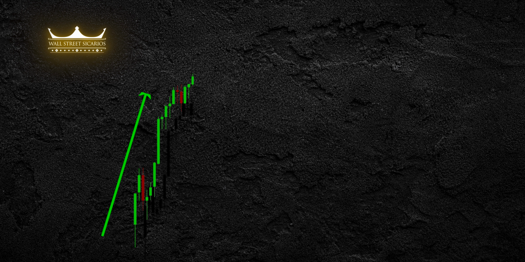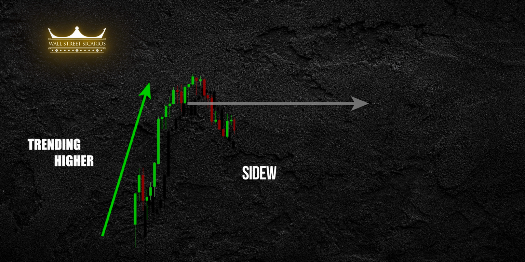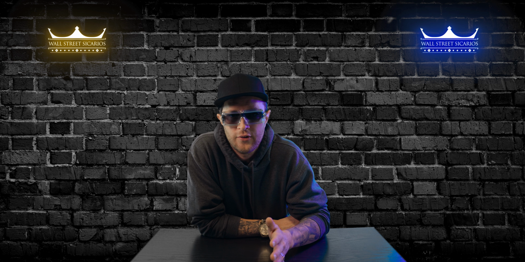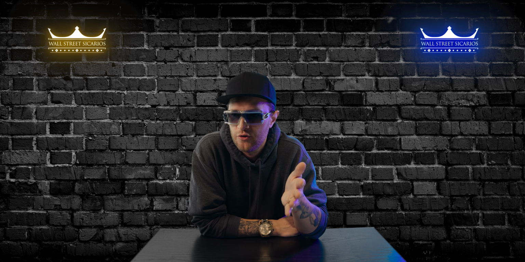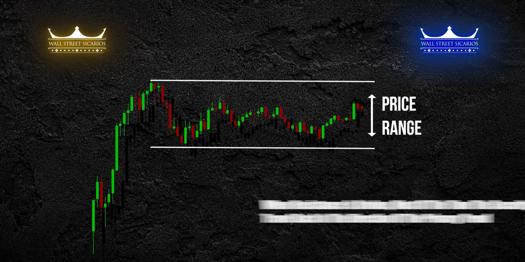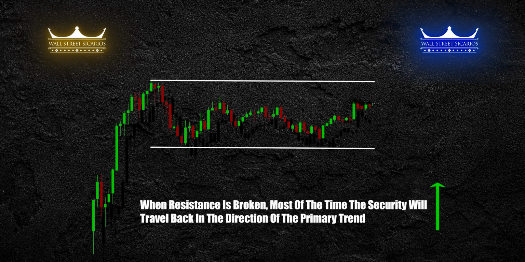So let's say we observe a security moving higher on relative strength. Soon the security stops moving in the direction of the trend and starts to move sideways between 2 points. And as it moves sideways, we call that a range, right? The stock is now trading in a range between 2 points. After a balance of buyers and sellers has been reached, one side's going to eventually gain control. And when that side gains control, most of the time the security is going to travel back in the direction of the primary trend.